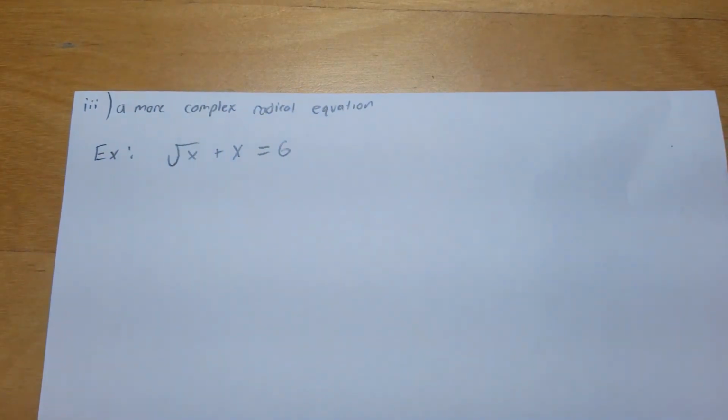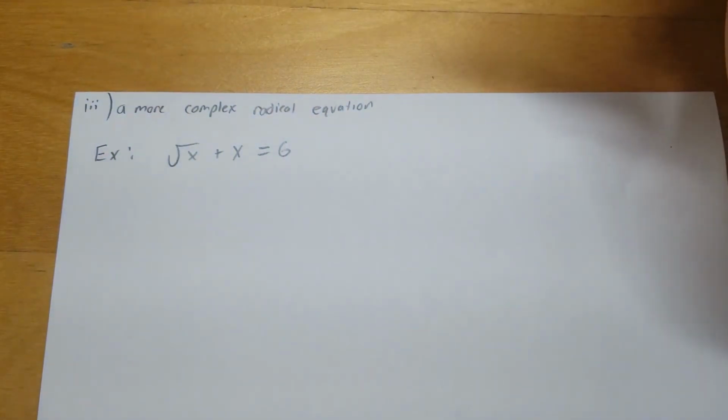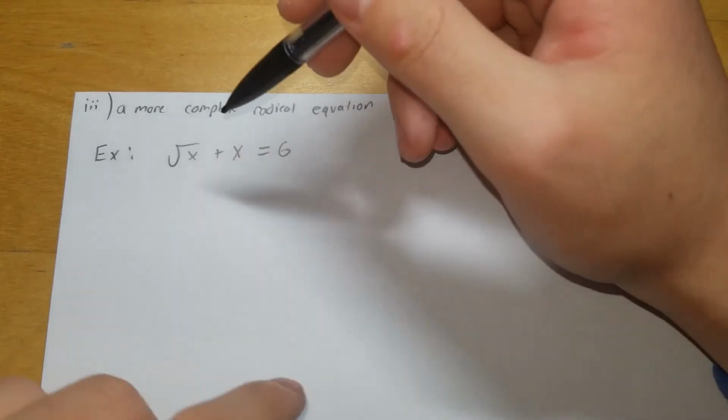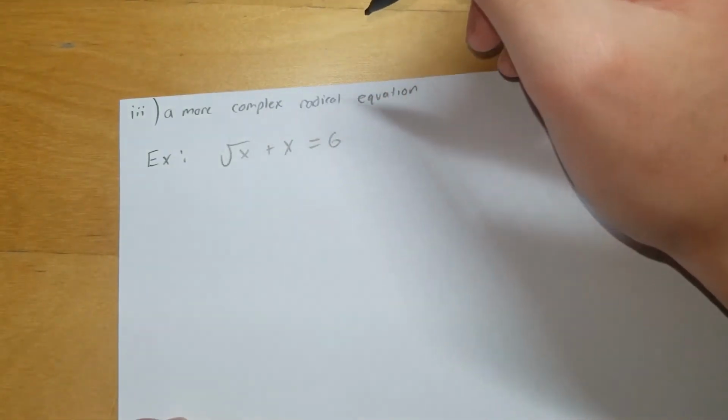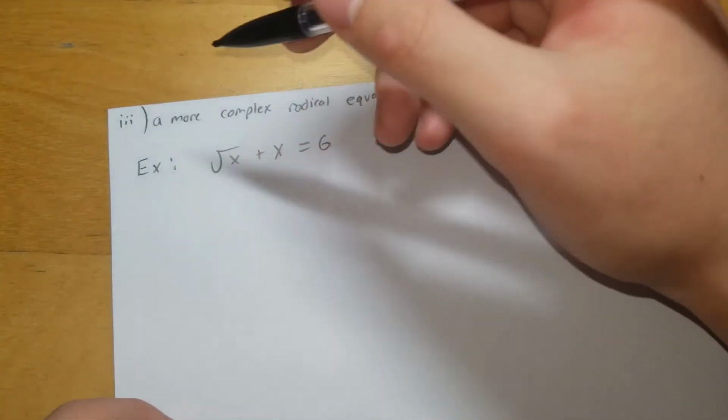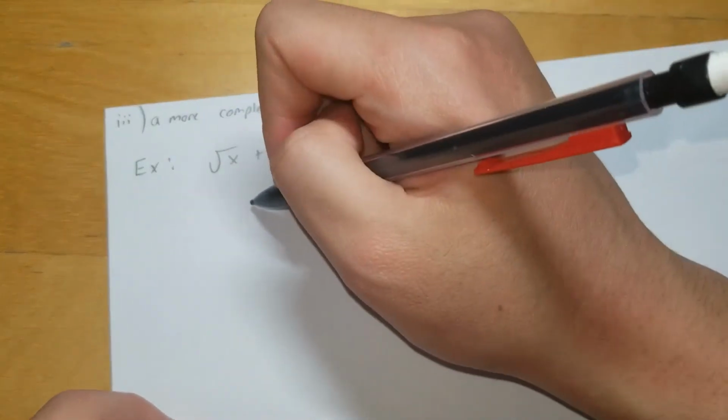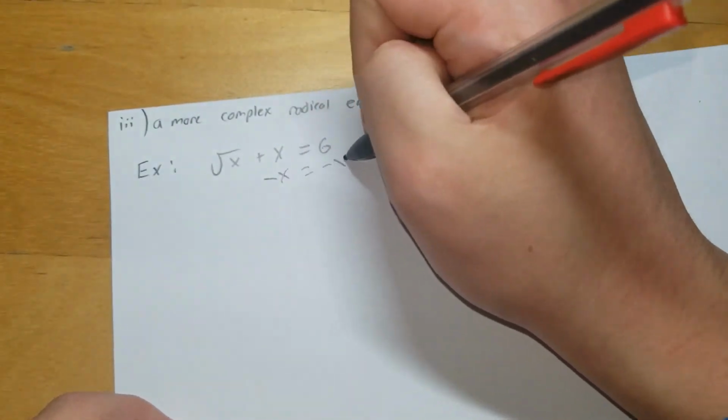Next up, we have a more complex radical equation. What's different in this case is it's involving a linear term. So, radical x plus x equals 6. Once again, isolate the radical. Always isolate the radical.